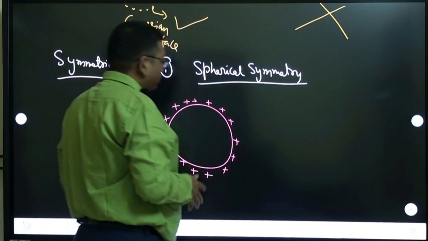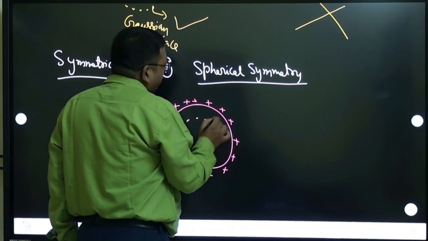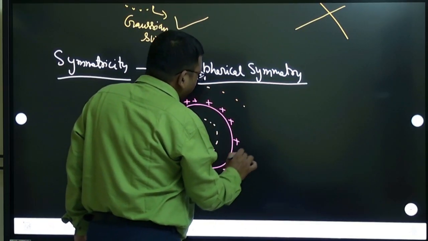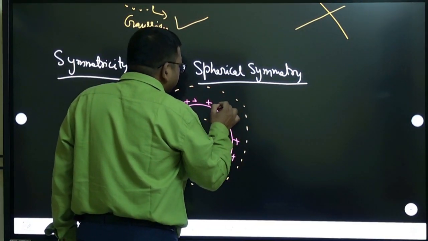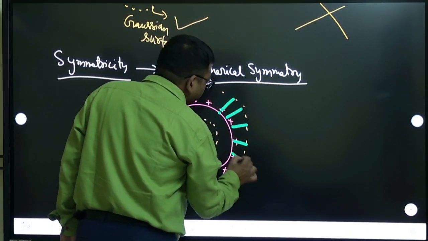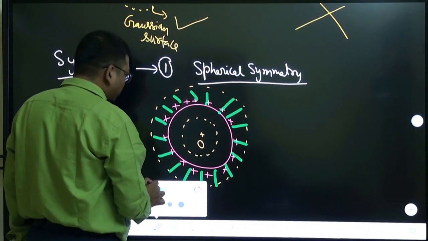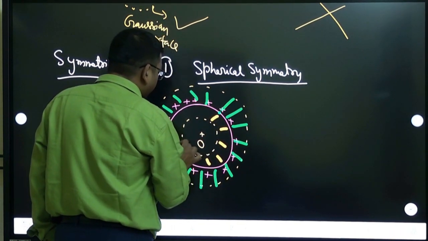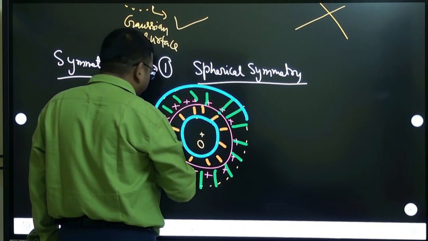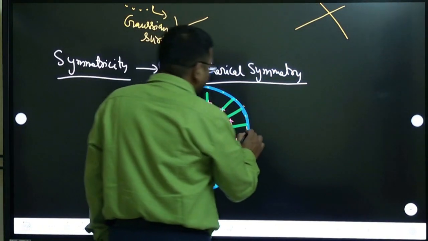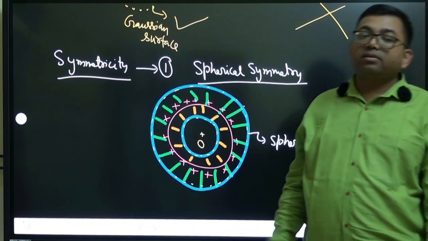If you want to make a Gaussian surface, how can we choose? We can choose the Gaussian surface as a sphere with the same center. You can choose this as a Gaussian surface, or you can choose this one. Why will it be symmetric? The reason is that the distances from these surfaces to the charge distribution are the same everywhere. Likewise, for the inner surface, again the same distances are there. So you can choose either this one or this one. These Gaussian surfaces are spheres with the same center. This is called spherical symmetry.